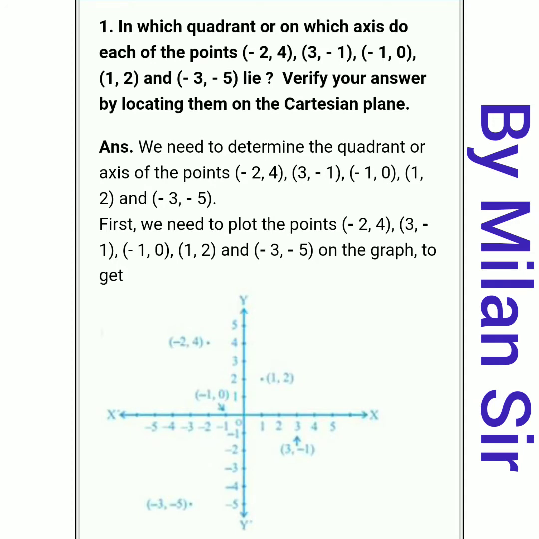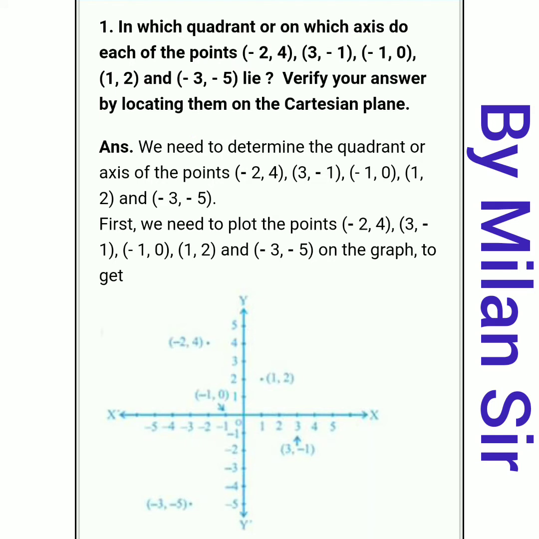In this video, I will explain you exercise 3.3. So let's start with question number 1. First of all, read this question. In which quadrant or on which axis do each of the points (-2, 4), (3, -1), (-1, 0), (1, 2), (-3, -5) lie? Verify your answer by locating them on the Cartesian plane.